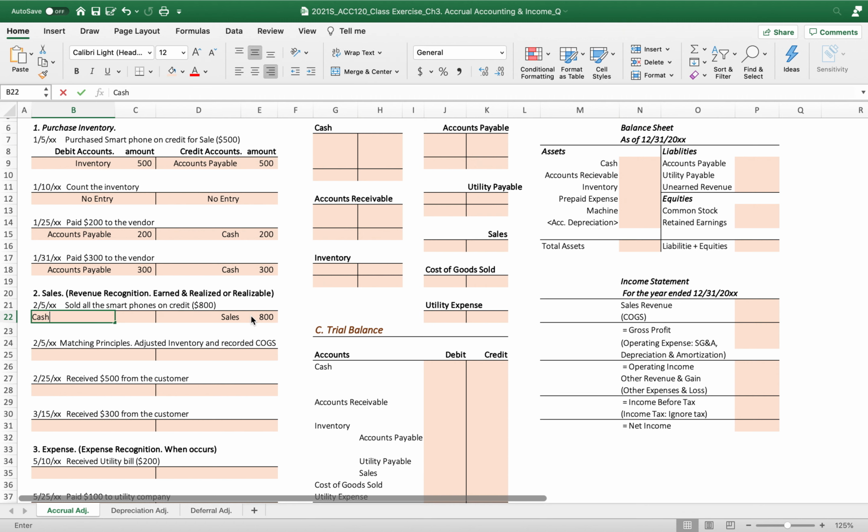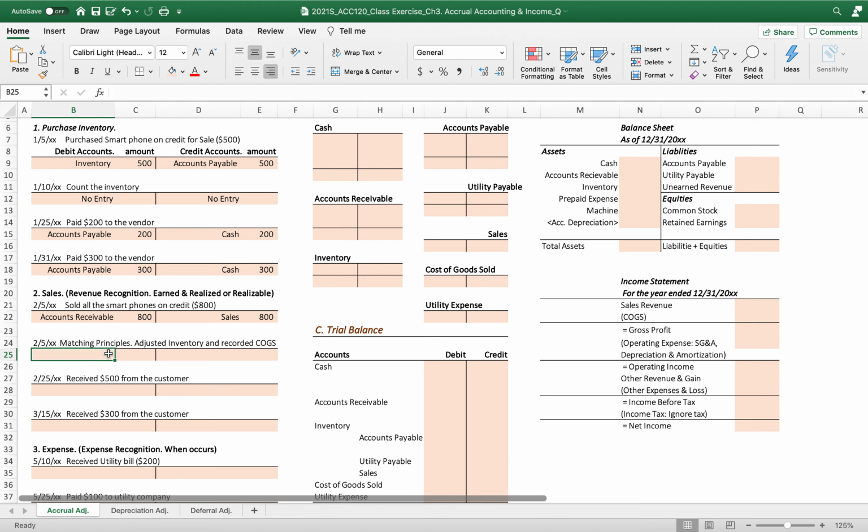Did the company receive cash? No, it is a credit transaction. So accounts receivable, the same amount. Even though there's no cash received, the company was able to record sales anyway, because accounts receivable is an asset account, cash to receive.